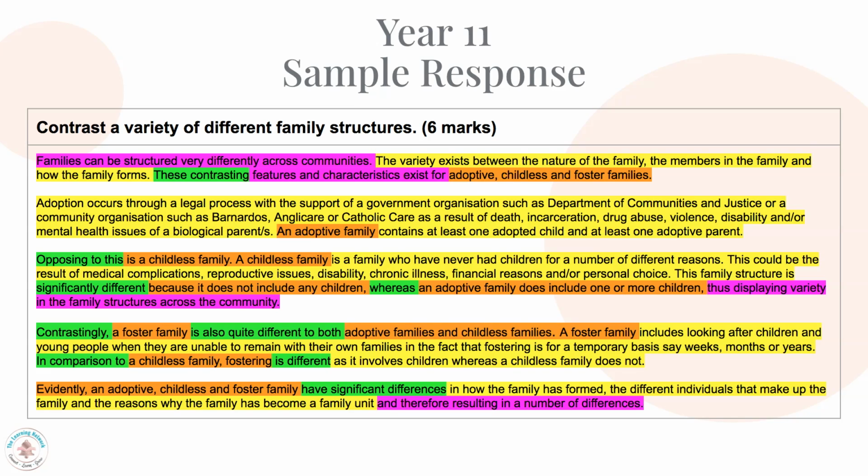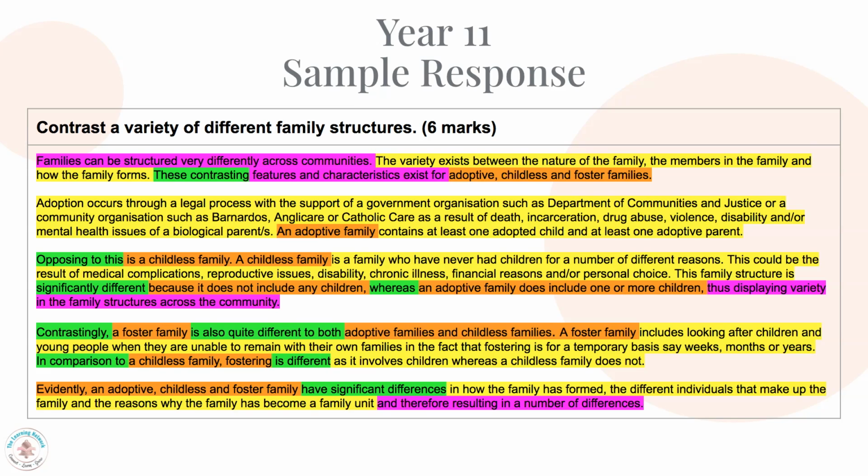What we also might like to do is show how this particular situation is in an example. So an adoptive family contains at least one adopted child and at least one adoptive parent. So let's have a look at the next area. We're going to have a look at the opposition, so the contrast here. Opposing to this is a childless family. So this is a difference.